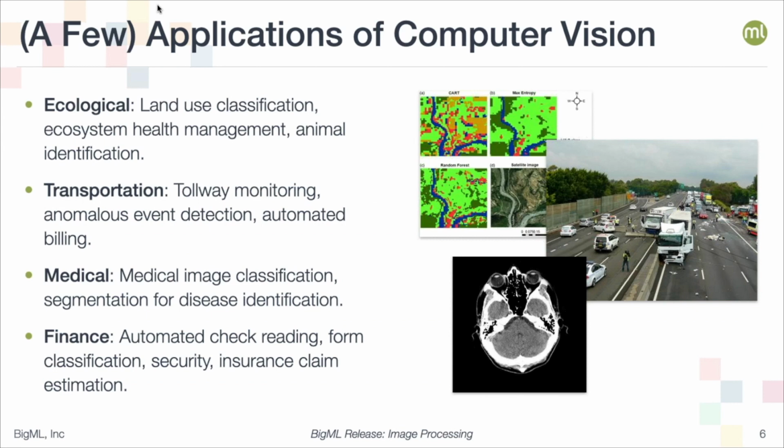Doing things like ecosystem health management, where you've got camera traps set up to identify animals. You want to know what's walking through the forest. You want to get an estimate of those animal populations. You can do that a lot easier if the cameras are able to automatically classify what animal they're looking at.